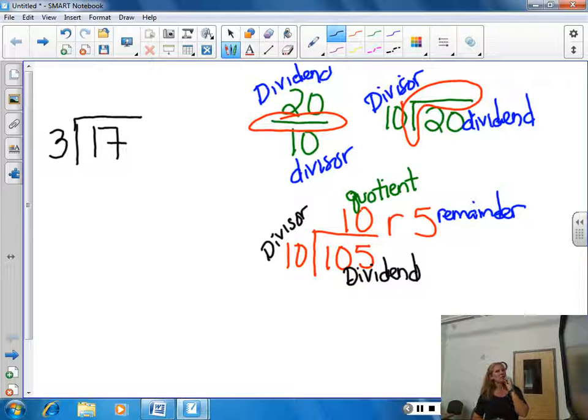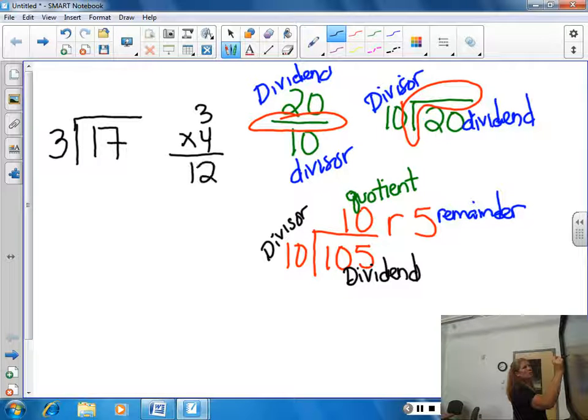If you're not sure, try it off to the side. What if I went 4 times? Well, 3 times 4 is 12, and it would go more than that. What if I put another 3 on that? 12 plus 3 is 15. That's good, because if I added another 3, I'd get 18, and that's too much. We only have 17.